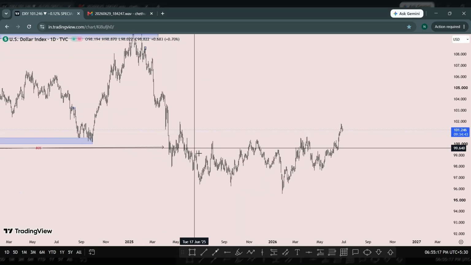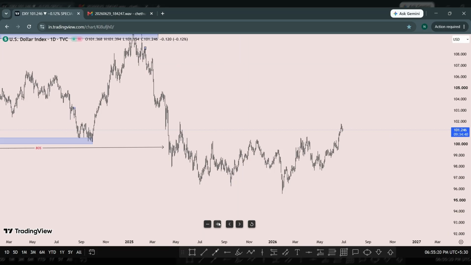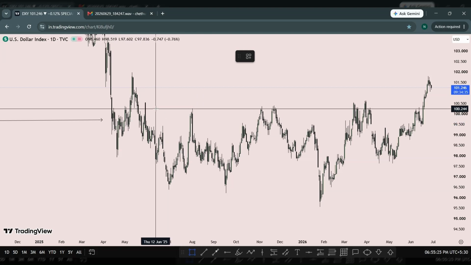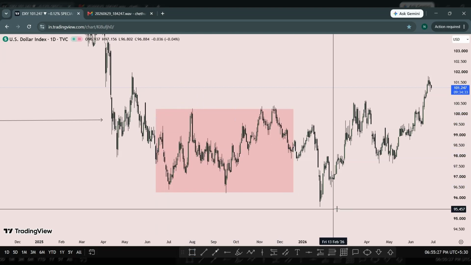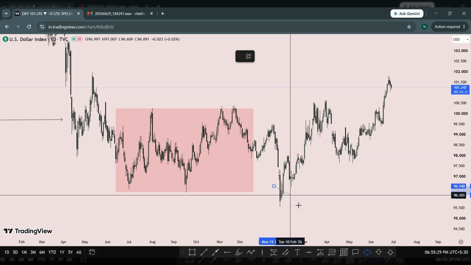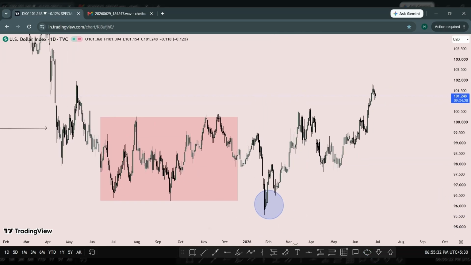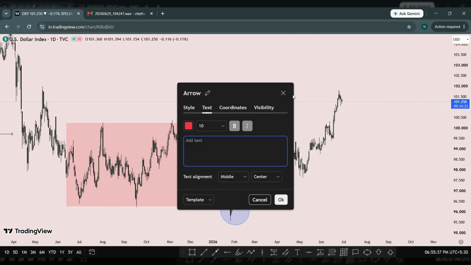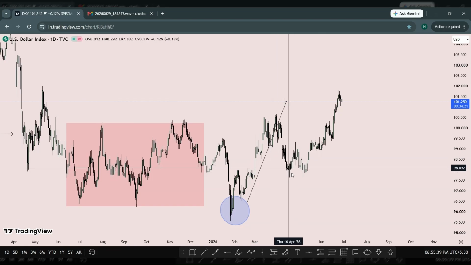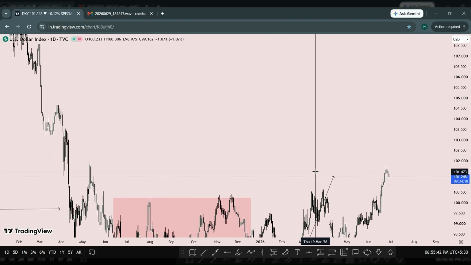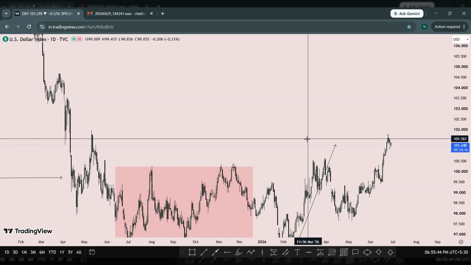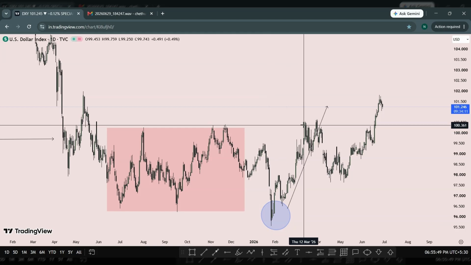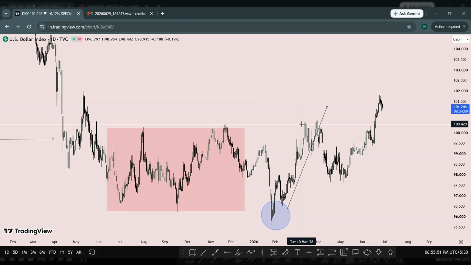The same pattern is created here also in the recent price action. This is accumulation, this is spring or manipulation, the sign of strength, and enter somewhere here and then fall. Now the thing is where to enter, where to exit and where to put the stop loss.